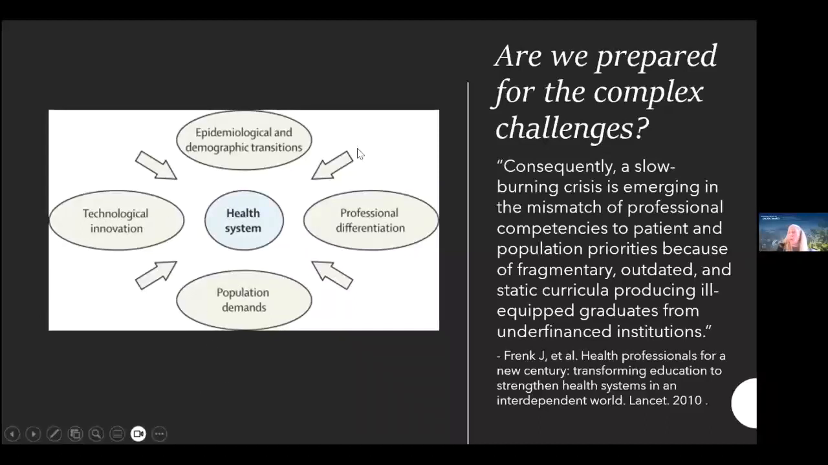And I don't know if you can see my cursor, but I'm showing you this slightly lackluster figure that they put in their report that just tries to illustrate all of those pressures being put on our public health workforce that we have not adequately trained them to handle.